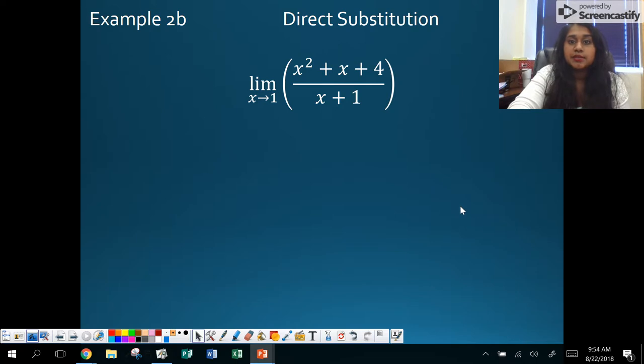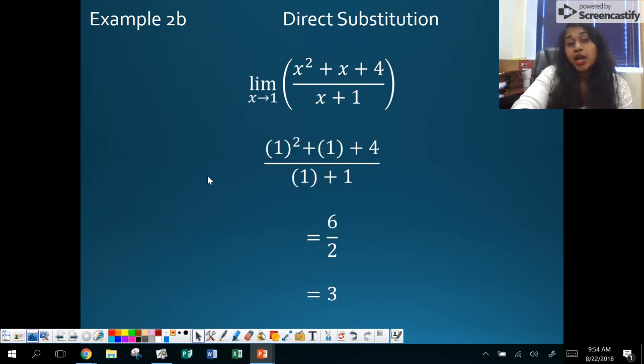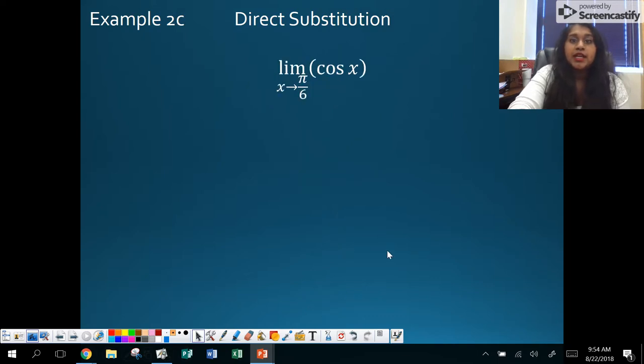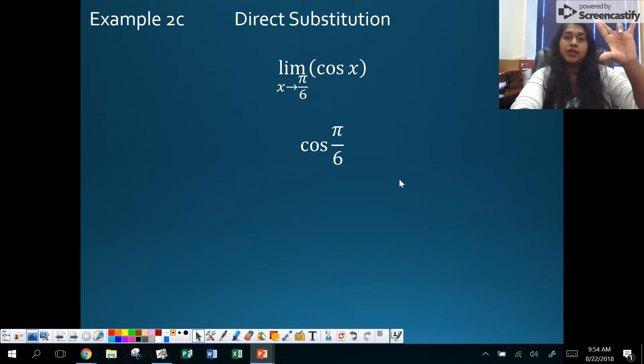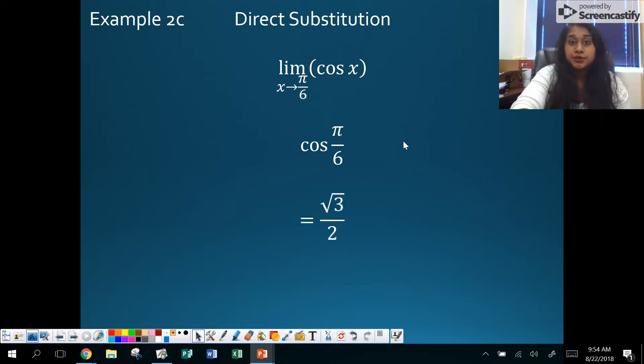Here we have another direct substitution. I plug it in, I finish the solve, and we know that our limit as x approaches 1 is equal to 3. Another direct substitution, and here's where I remind you, trig is important. You have to know this. The cosine of pi over 6, I could use my hand trick and figure out that it's the square root of 3 over 2.